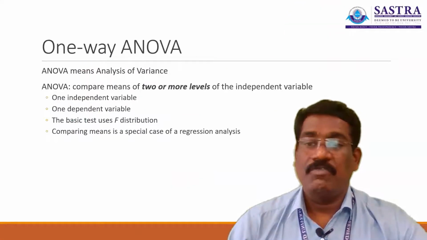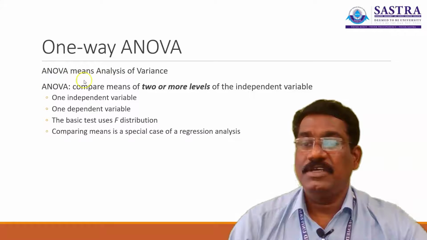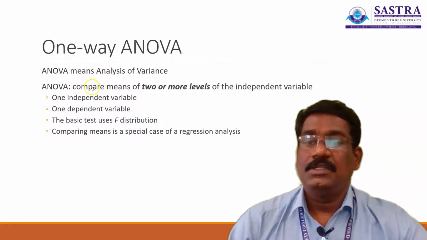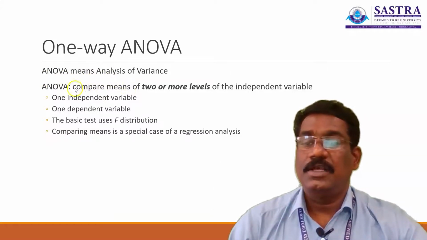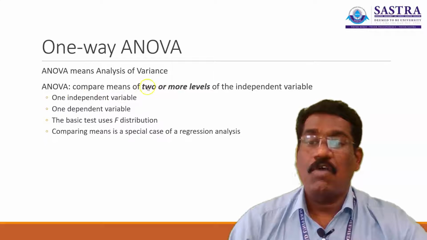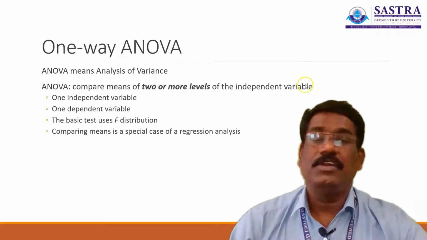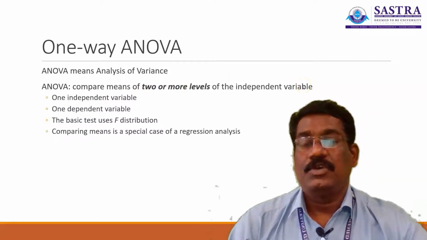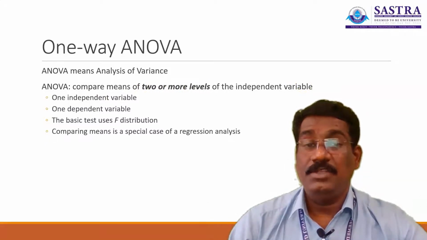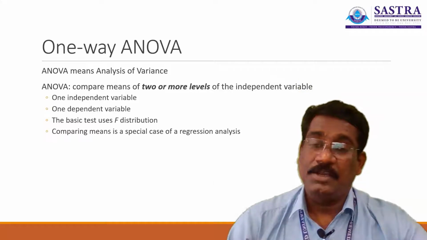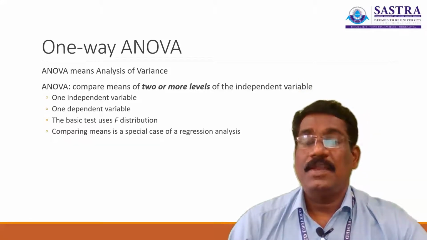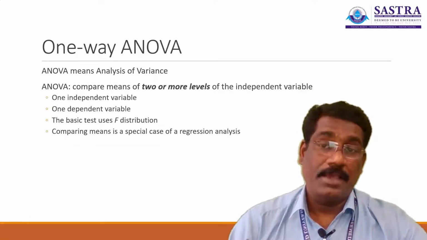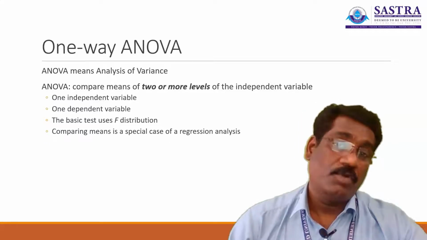So, what is a one-way ANOVA? You can see I have given here the meaning. Clearly, compare means of two or more levels of independent variables. So, if you are able to compare the means of two or more groups, then in that situation you apply one-way ANOVA. I'll give you an example.